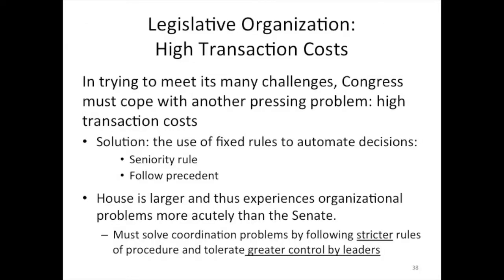Now the next few slides are about the basic problems that come with legislative organization. In any group, you'll find collective action problems, and these slides discuss how Congress can solve these. In class on October 7th, I was able to go over these slides in quite a bit of detail, so I'm going to skip over most of these slides. I'd like to discuss slide 38, entitled Legislative Organization, High Transaction Costs.